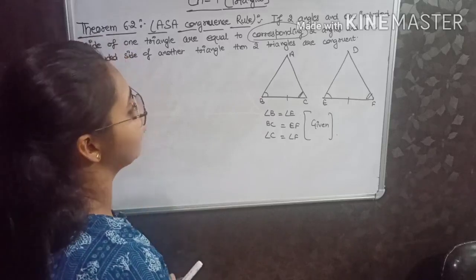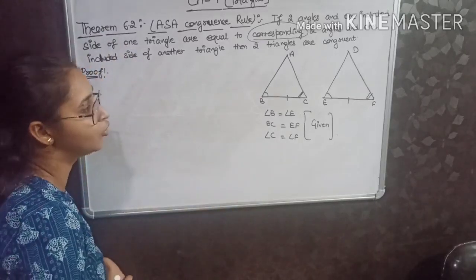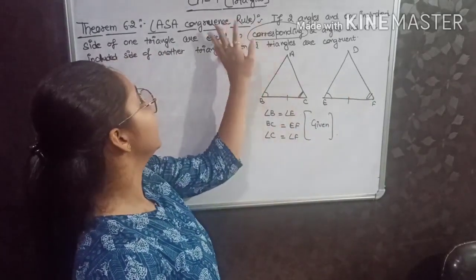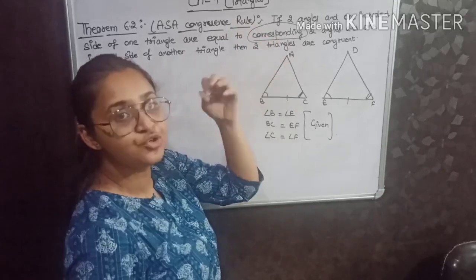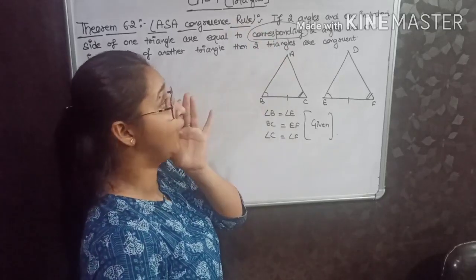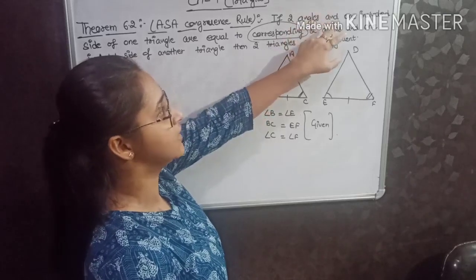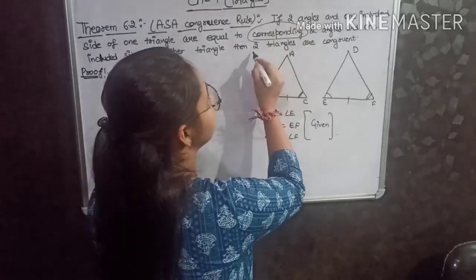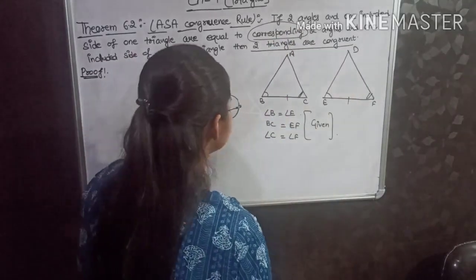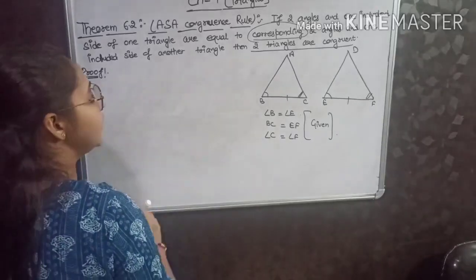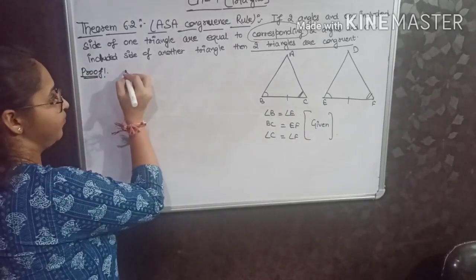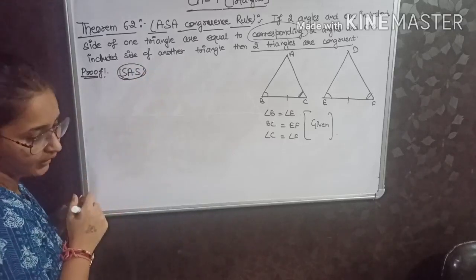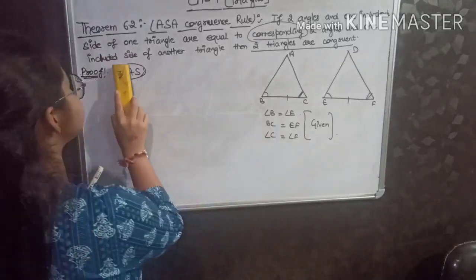Now, what do we have to prove? After given, we have to prove that these two triangles are congruent. And we don't know whether the ASA congruence rule is true or not. We have to check whether this is true or not. If these conditions, two angles and one included side, are true, then we have to check whether the two triangles are congruent or not. So let's understand this. We had the SAS rule. The SAS rule was two sides and one included angle.